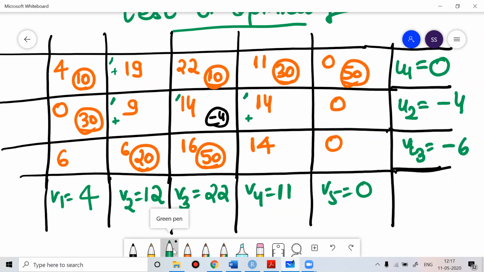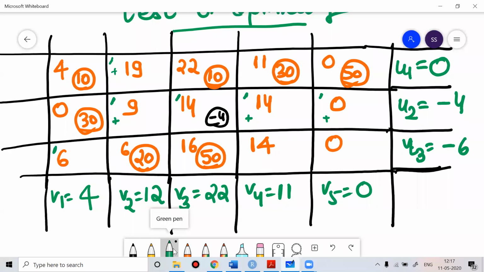Now if I come to this cell, this is 0 minus 4, which is minus 4, and then 0 minus of minus 4 is plus. So again this is plus. Now if I come to this cell, then 4 minus 6 is minus 2.